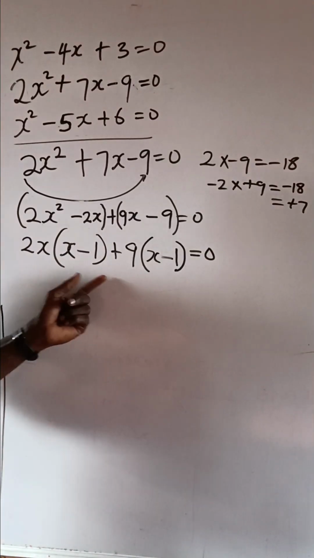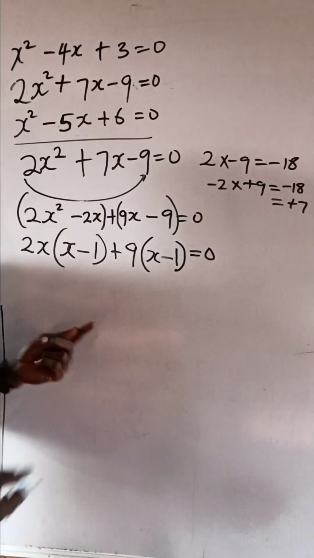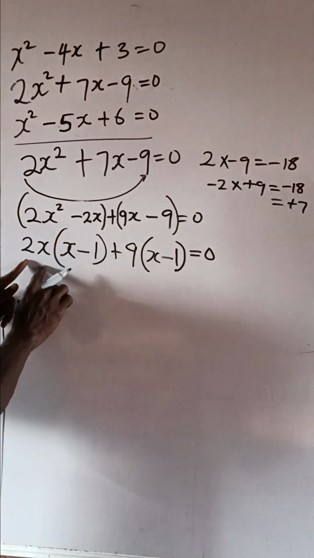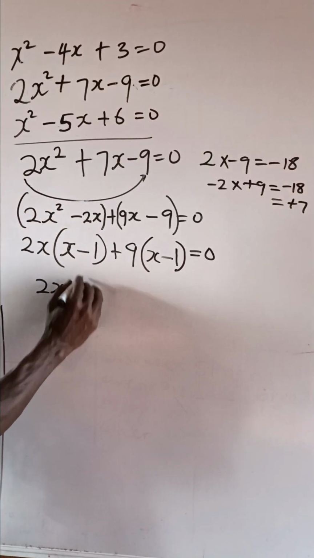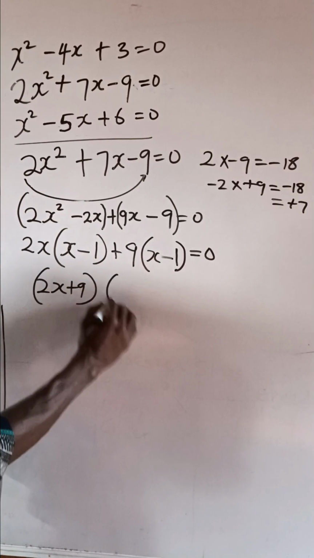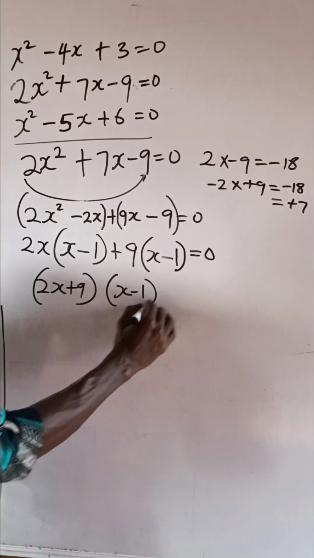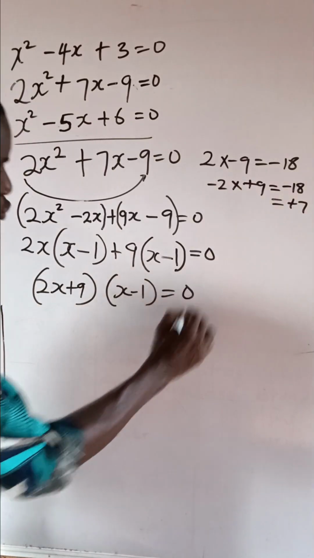Check the bracket. What is inside the bracket? They are the same. So you pick only one and close this one inside the bracket. So we have 2x plus 9. Close bracket and pick 1. You have x minus 1. Close bracket, equate everything to 0.